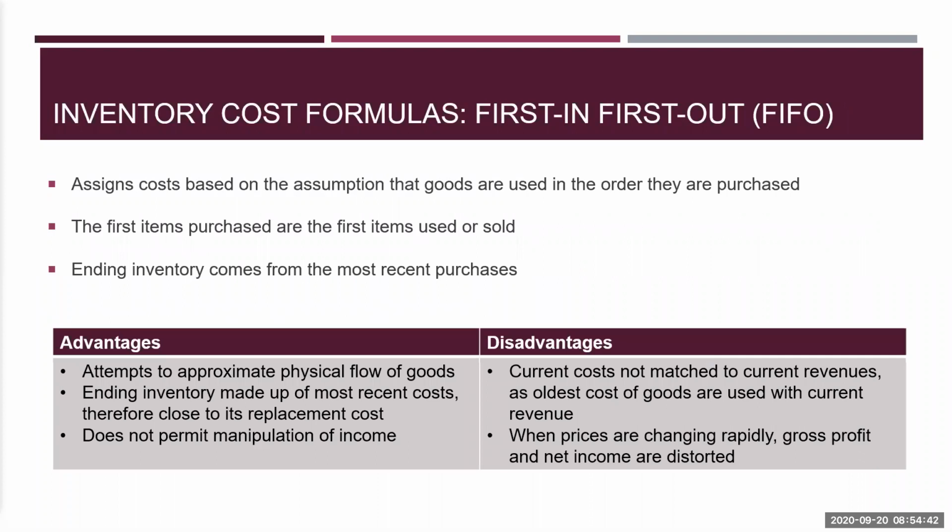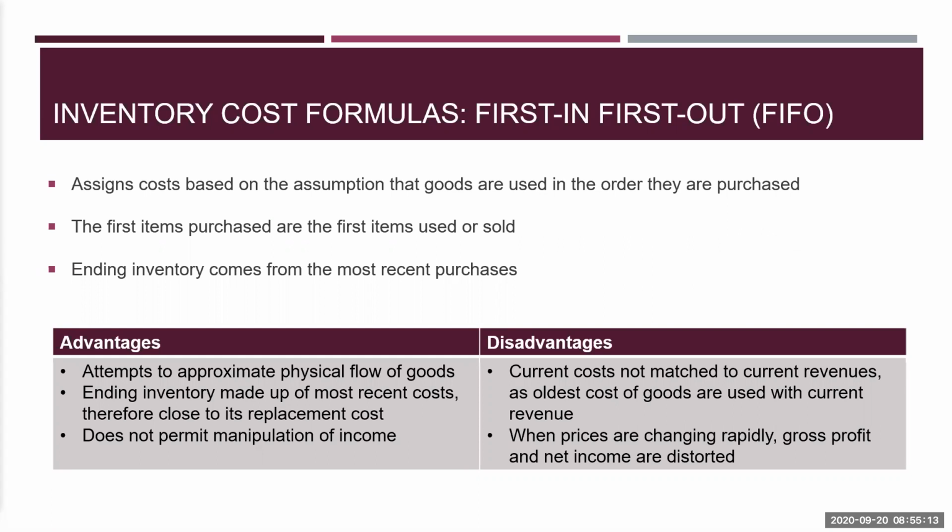And then we have our first in, first out method. First in, first out assumes that the inventory items that were purchased first were the ones that were sold first as well. When companies pick this method, they have to make sure that the physical layout of the warehouse will allow the items that were purchased first to be accessed first so that they can be sold first. So whatever came in first is going out first as well.